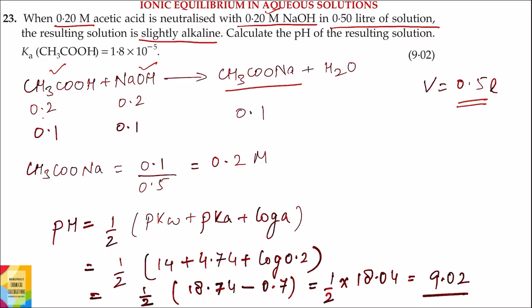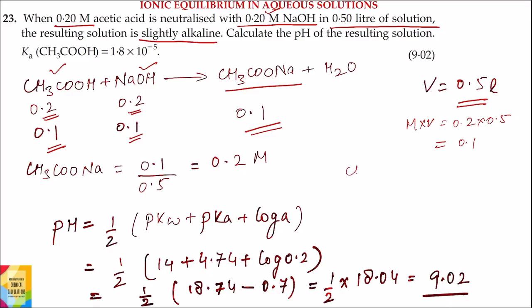Now, the initial concentration of acetic acid is 0.2 moles per liter, and NaOH is 0.2 moles per liter, but the volume of the solution when they are mixed is 0.5 liter. So, the moles of acetic acid present in the solution will be molarity into volume, that is 0.2 into 0.5, which is equal to 0.1 moles. So, 0.1 mole of acetic acid and 0.1 mole of NaOH is present, and 0.1 mole of acetic acid will react with 0.1 mole of NaOH to give 0.1 mole of sodium acetate.